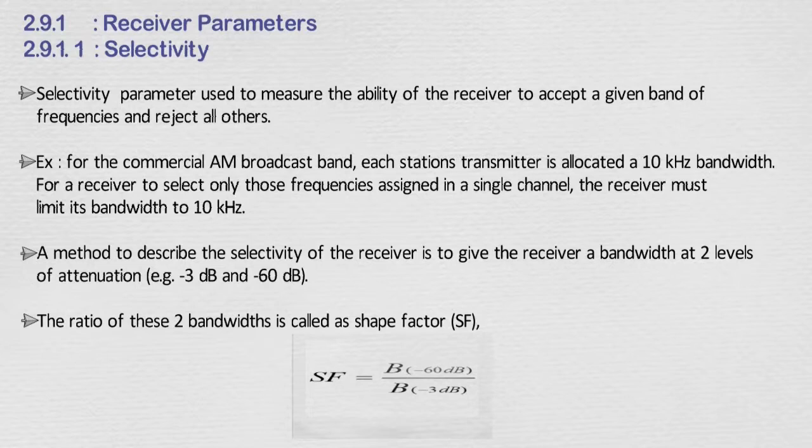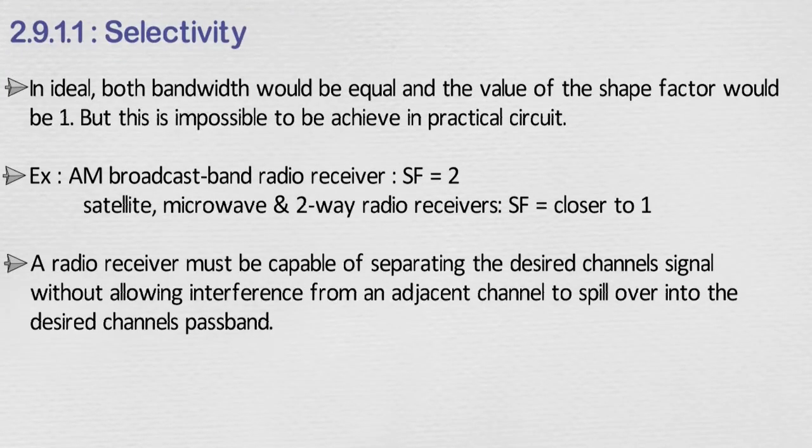The ratio of these two bandwidths is called the shape factor, SF. Ideally, both bandwidths would be equal and the value of the shape factor would be 1. But this is impossible to achieve in a practical circuit. Example, AM broadcast band radio receiver, SF equals 2. Satellite, microwave and two-way radio receivers, SF equals closer to 1. A radio receiver must be capable of separating the desired channel signal without allowing interference from an adjacent channel to spill over into the desired channel's passband.